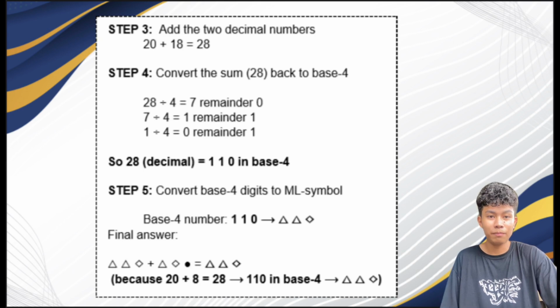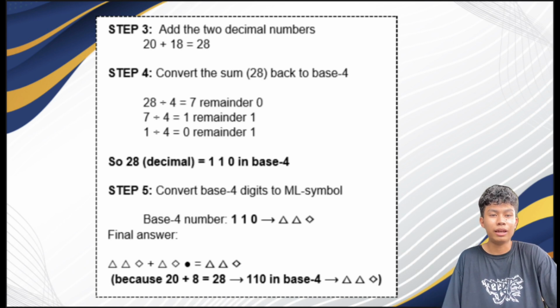In step 5, convert base 4 digits to ML symbols. The base 4 number 110 is equal to alpha alpha void. The final answer is 28, or 110 in base 4, and the symbol is alpha alpha void.